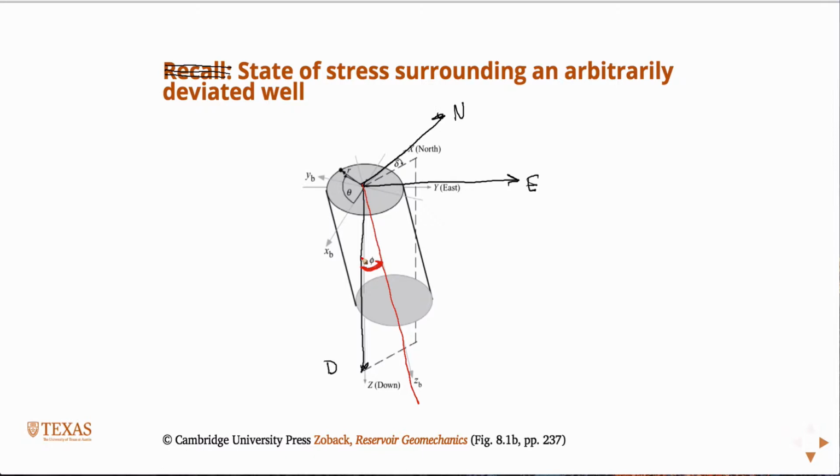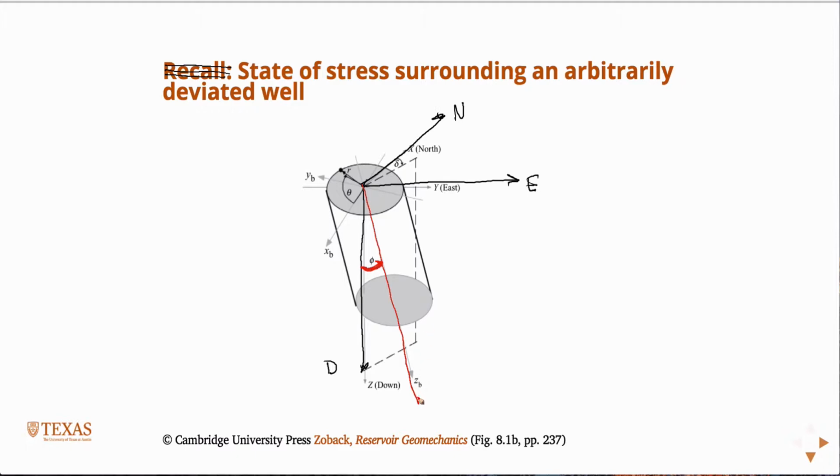I think that's pretty easy to visualize. Is everybody okay with that? What phi is? Okay. The one that's a little more difficult is delta. What delta is, is the azimuth of the toe of the well. It's the angle between that and north, right?